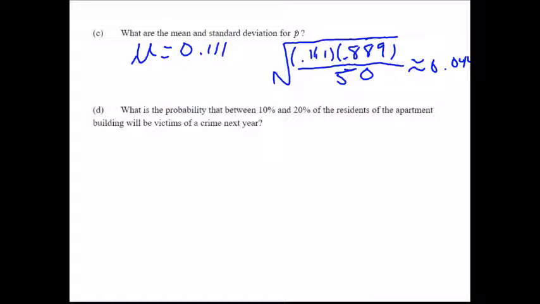Okay? And so what is the probability that between 10% and 20% of the residents of the apartment building will be victims of a crime next year? So the probability of 0.1 less than or equal to, now I'm going to write X because I'm going to do this with our continuity corrections.